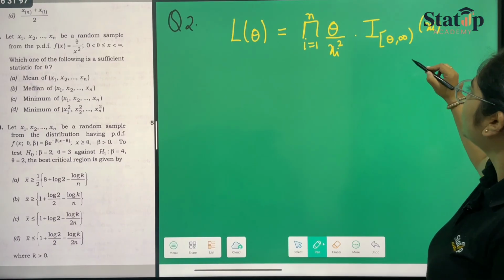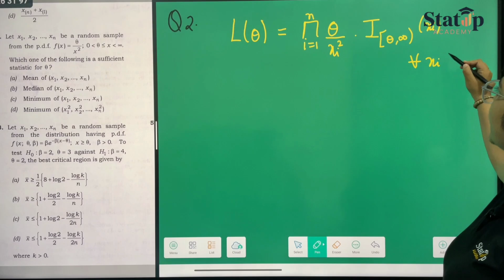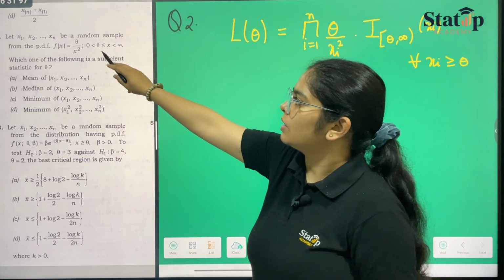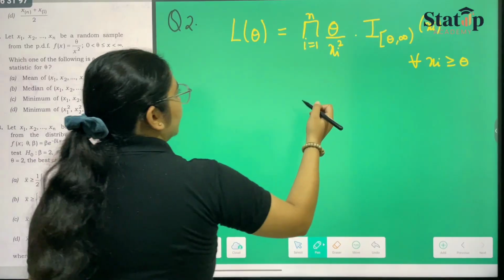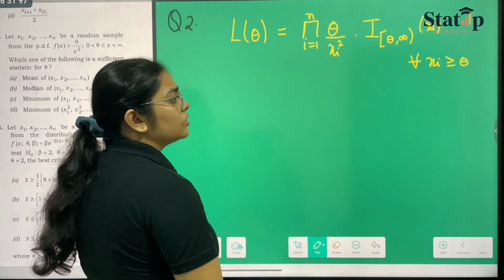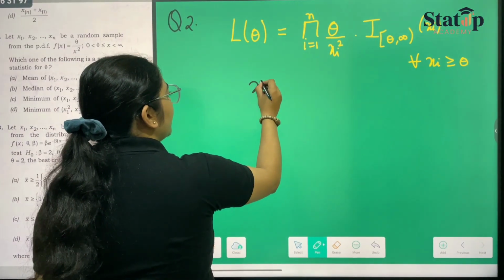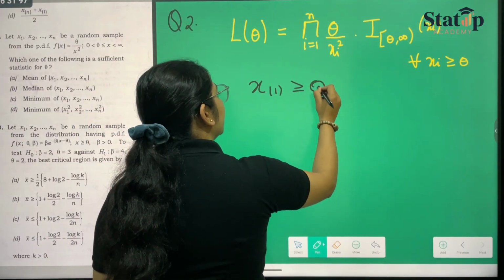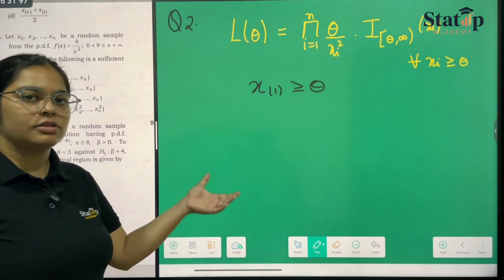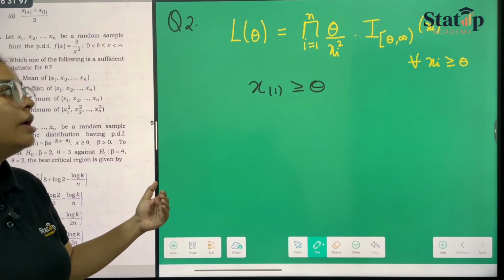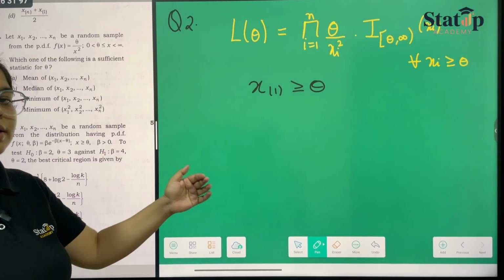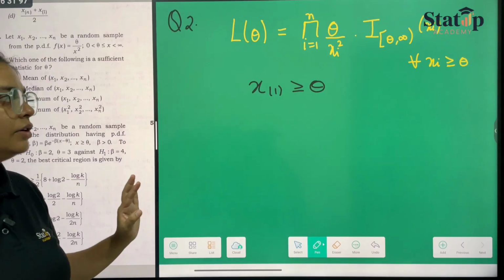xi. Now, this is for all xi's greater than or equal to theta. The condition has been given here, so I have taken that. Now, for all xi's greater than or equal to theta, x1, which is the order statistic 1, should be greater than or equal to theta. If x1 is greater than or equal to theta, then all the above order statistics x2, x3, up till xn will be greater than or equal to theta.